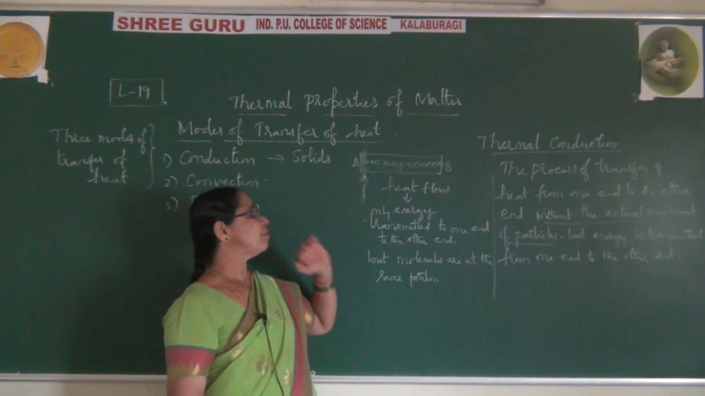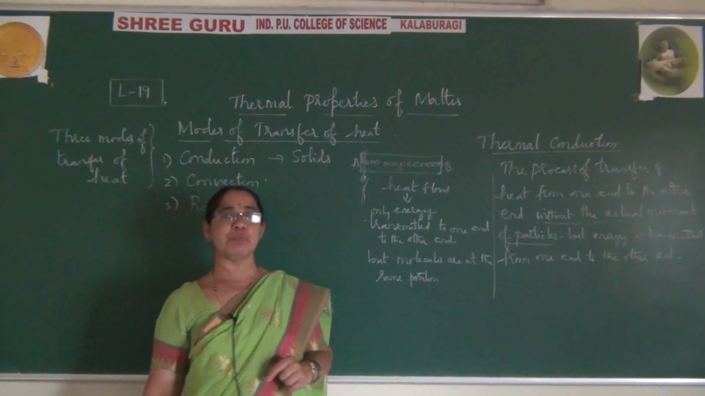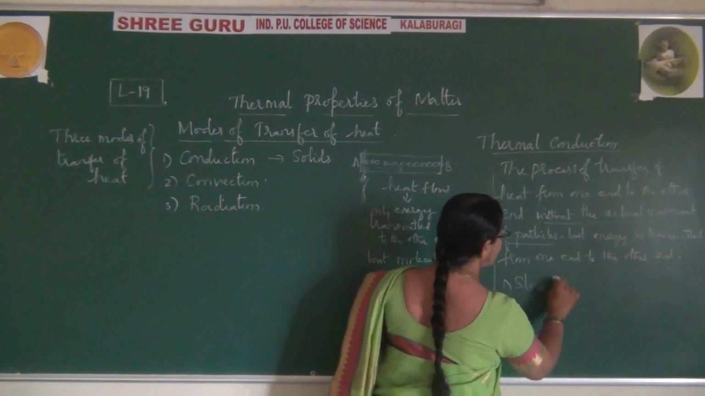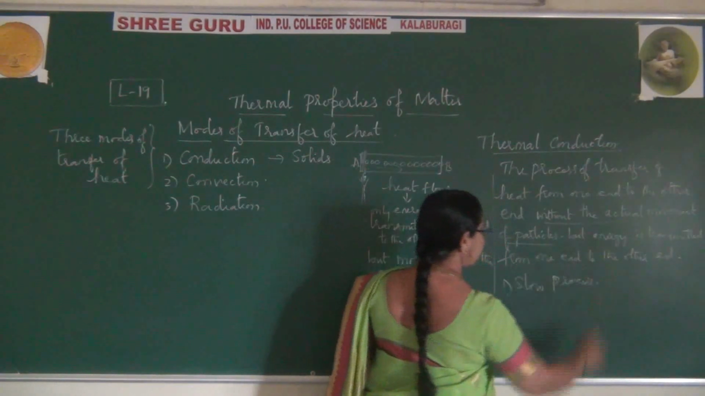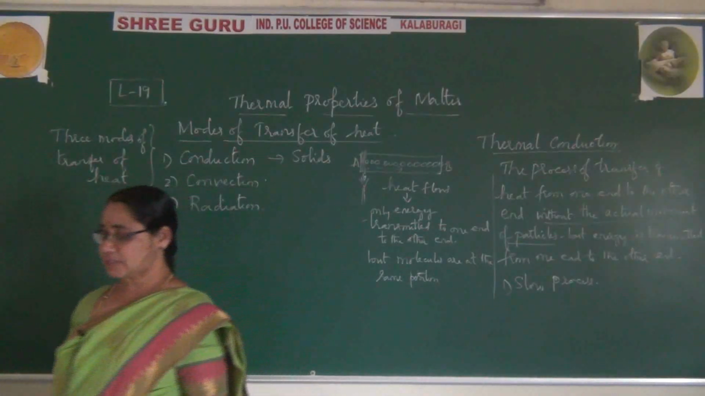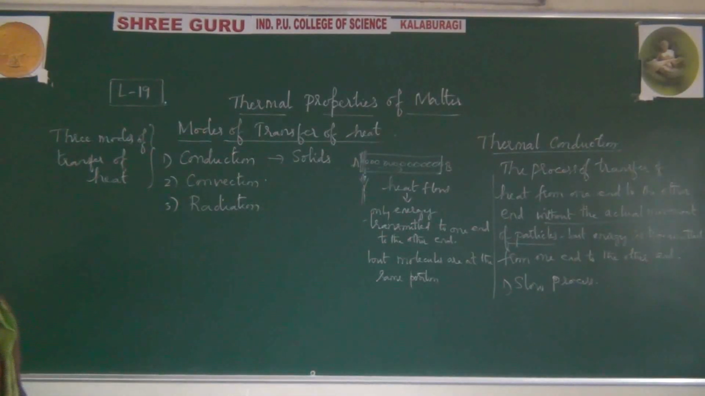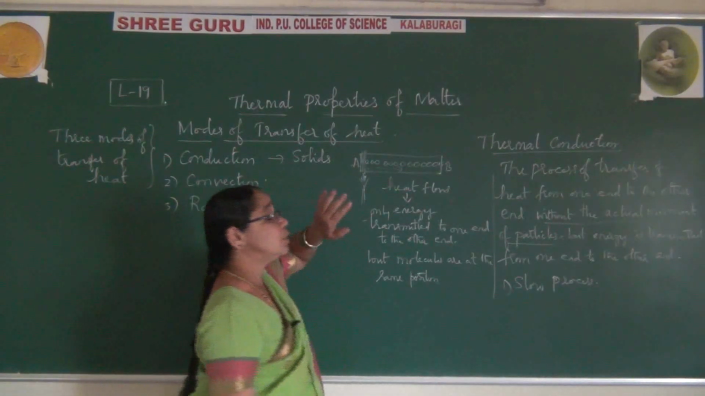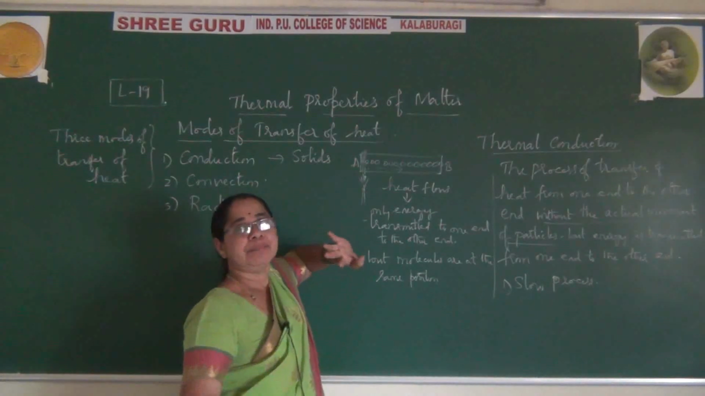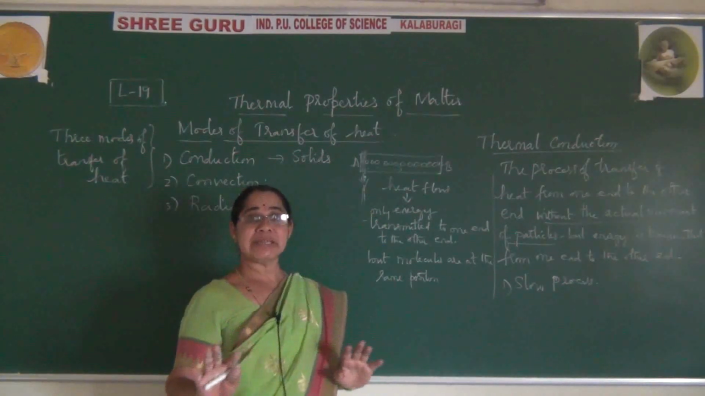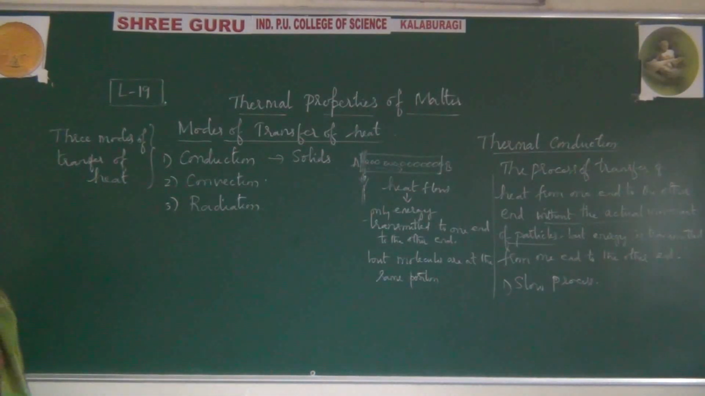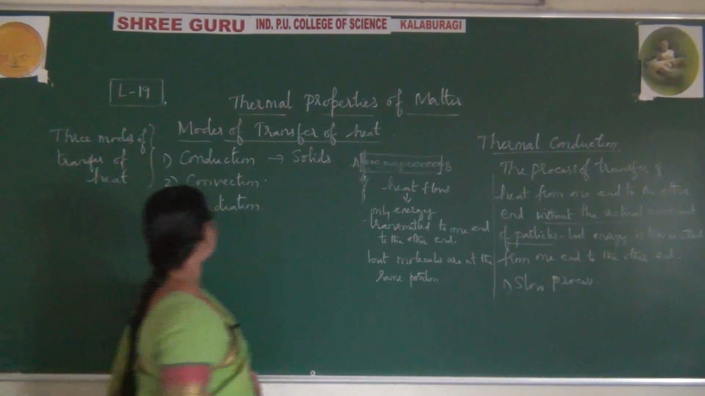Since it is transmitting heat from one end to the other end, one more point: it is a very slow process. You can observe it is a slow process. At the same time, you can also remember it is transmitting from one end to the other end, so naturally it requires some medium. A medium is compulsory. It requires a material medium.